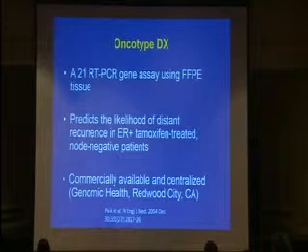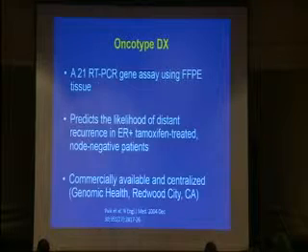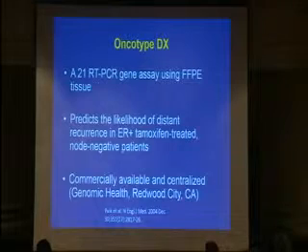The most commonly used assay in the United States is the Oncotype DX. So the Oncotype DX uses the gene expression of 21 genes using RT-PCR, and we can give them formalin-fixed, paraffin-embedded tissue, which is really easy. We don't have to give them fresh frozen tissue anymore. We just give them the fixed tissue. We select a representative block of the tumor and send it off. We have centralized labs, so not every lab does this. The Oncotype DX predicts the likelihood of distant recurrence in ER-positive, tamoxifen-treated, node-negative patients.